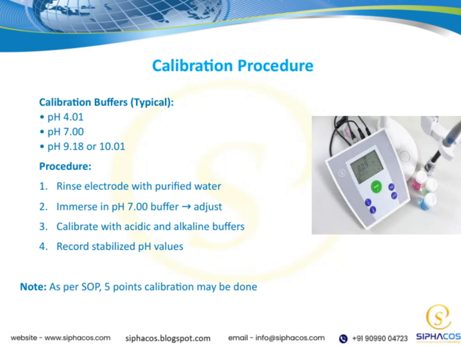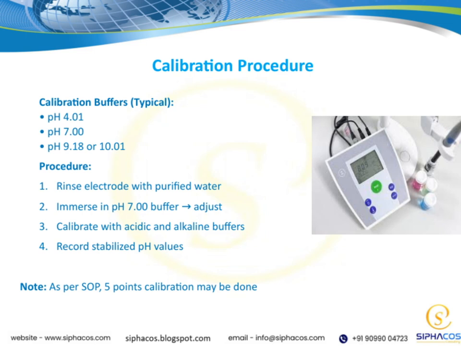Now, the procedure itself starts with rinsing your electrode thoroughly with purified water to remove any contaminants. Then, you'll immerse the electrode in the pH 7 buffer. This is your neutral point, and adjust your meter accordingly. After that, you'll move to the acidic buffer, pH 4.01, and then to the alkaline buffer, either pH 9.18 or 10.01, calibrating each time to get accurate readings.